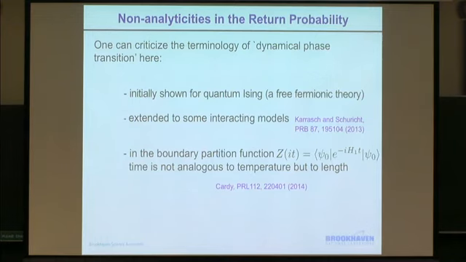Probably a more trenchant criticism of calling it a dynamical phase transition is that if you take this boundary partition function, the time is not really analogous to a temperature, but to a length. Which is, I think, if I understood correctly, why John Cardy said that what you should really be doing is varying a parameter in the Hamiltonian in order to map it onto what we understand as a classical phase transition, rather than this time.